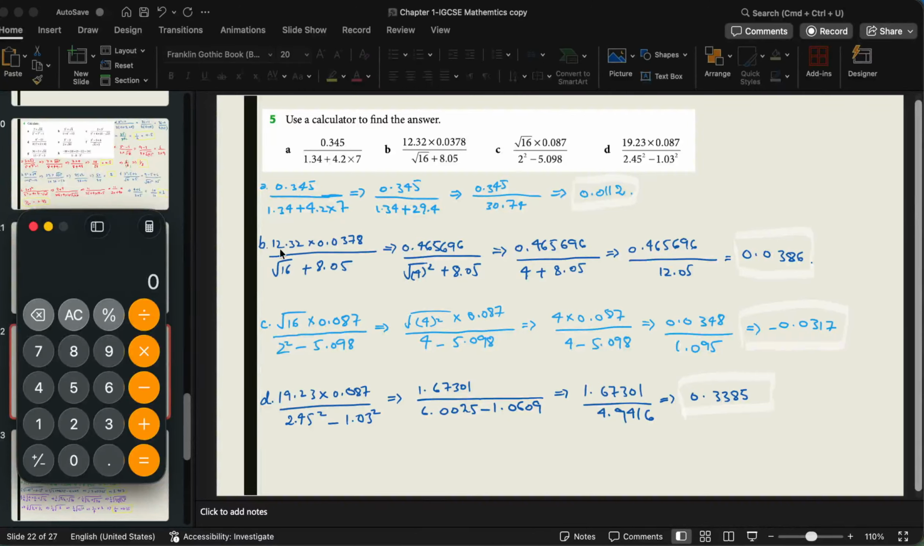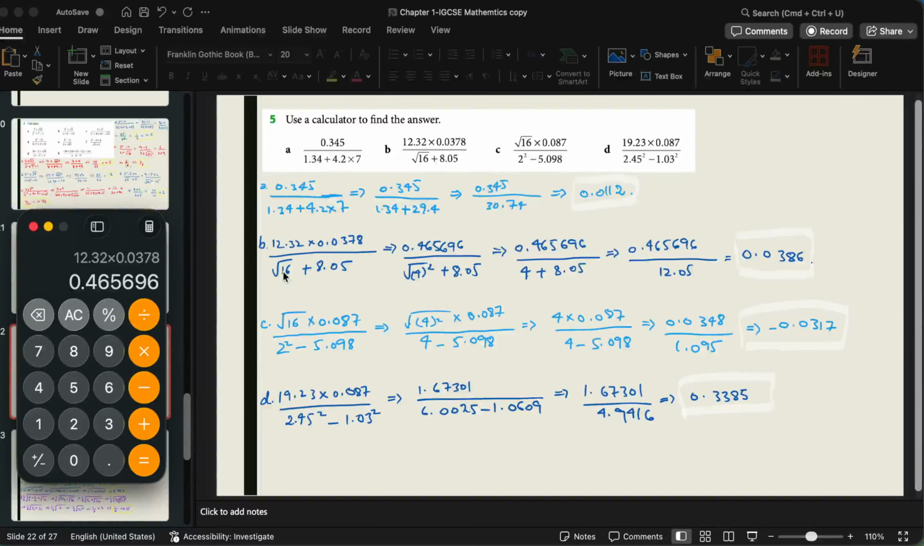The second expression we have is 12.32 multiplied by 0.0378 over square root 16 plus 8.05. So in the numerator we do the multiplication first. It would be 12.32 multiplied by 0.0378, which is equal to 0.465696. That is also recorded in here.